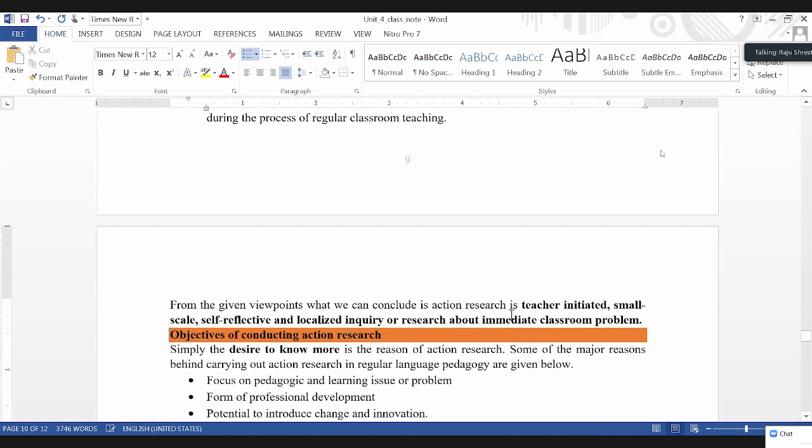And finally, we should remember three or four things. One thing: teacher action research is teacher initiated classroom research. Teacher conducted or teacher initiated classroom research, one point. Second point, it is conducted in small scale. It is small scale investigation. Because it is carried out even on a small, small issue, we can call it small scale investigation.